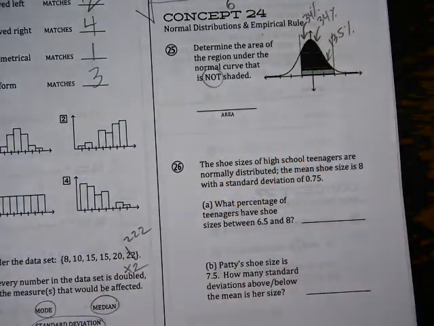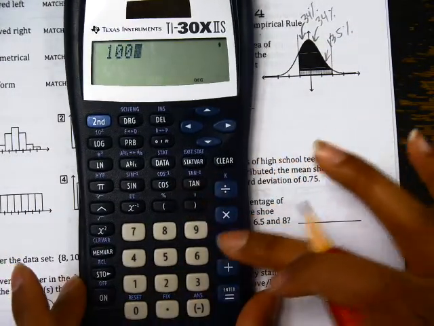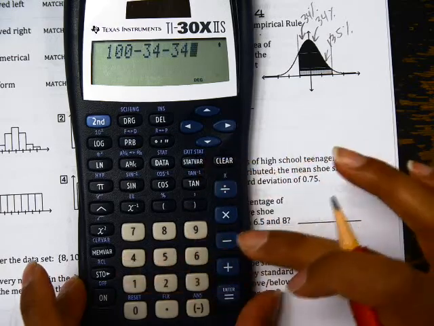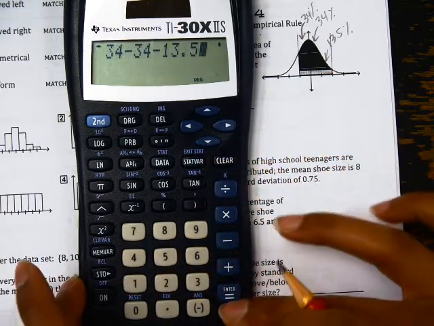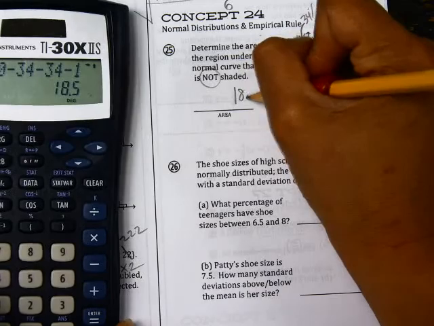So the area that's not shaded would be 100% minus all of those percents. So 100 minus 34 minus 13.5 is equal to 18.5%.